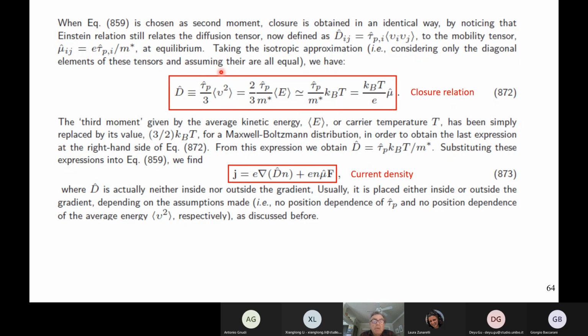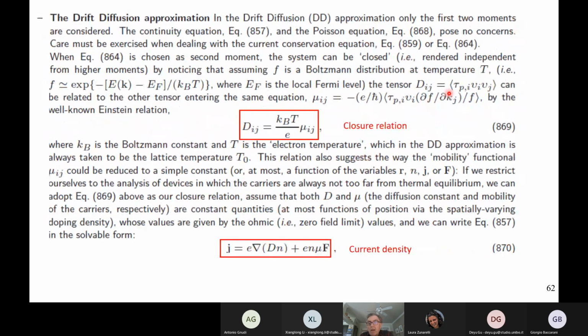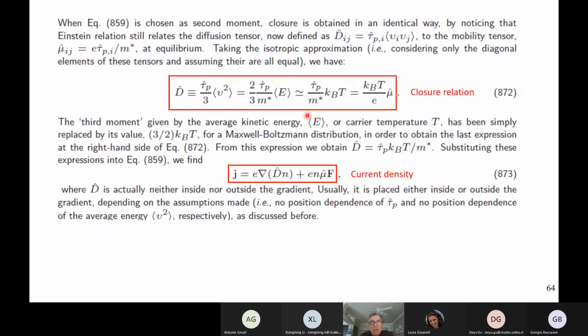This is, again, a repetition of what we considered before. We define a diffusion constant as the thermal average of velocity squared by taking the trace out. And we see that we can rederive the closure relationship, the Einstein relationship, in a different way. This is the same thing written in different ways that we discussed by making this equal to this at equilibrium. Remember that this Einstein relationship is valid only at equilibrium. And then this is again the same expression that I had before with the D either outside or inside.